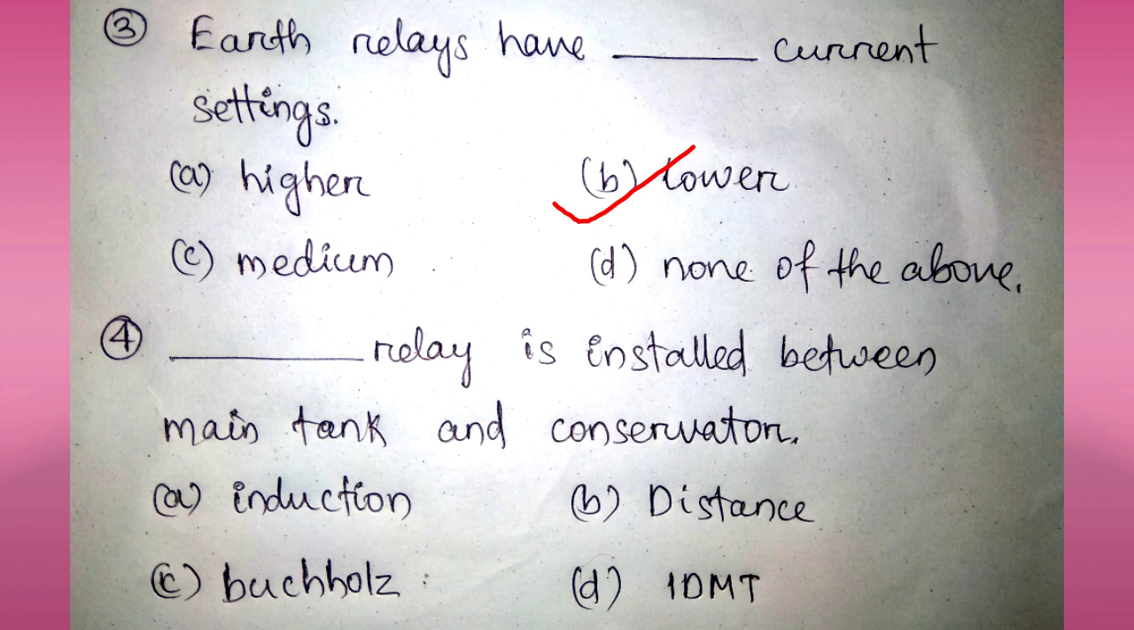Question number 4. Dash relay is installed between main tank and conservator. Option A induction, option B distance, option C Buchholz and option D IDMT. We all know that the Buchholz relay is installed between main tank and conservator. So the correct answer is option C, Buchholz relay.